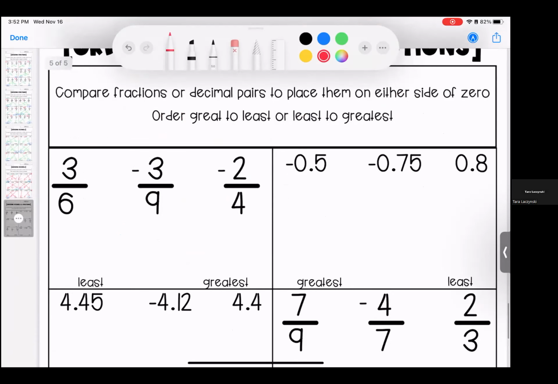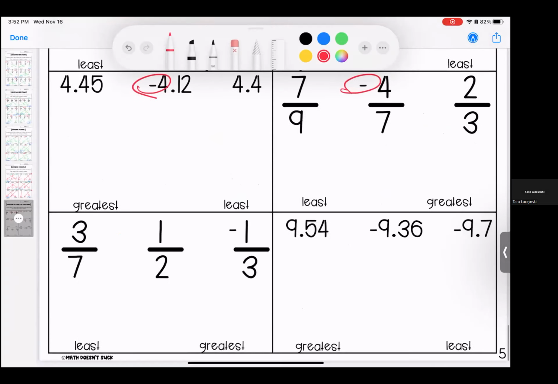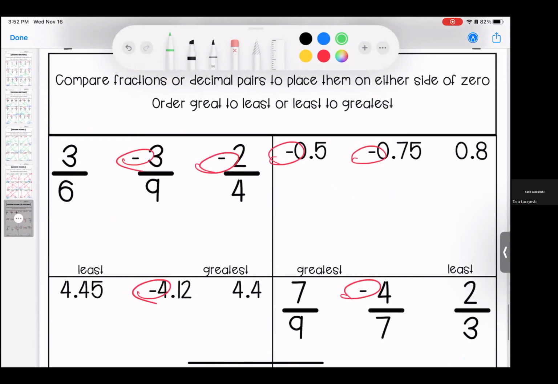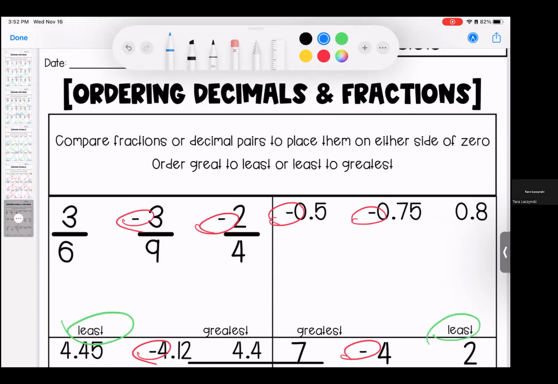All right, last page. We are hip hopping and popping between our skills. Make sure you start with, am I negative? Am I positive? Am I being asked to find the least or the greatest? Be careful. Decimals are easy to rock and roll through, but take your time with your fractions. Make sure you're comparing them properly and not just guessing if you've got it.